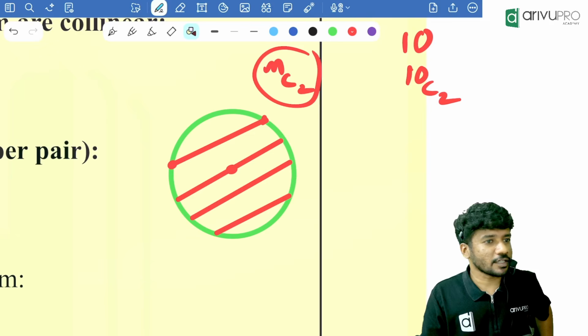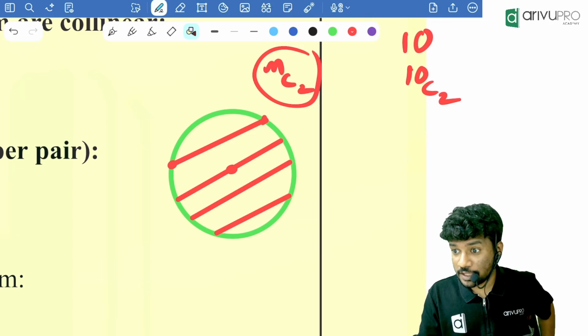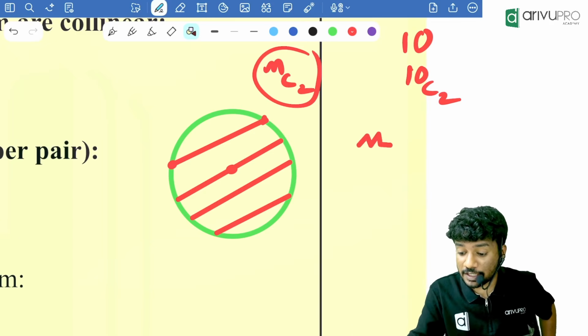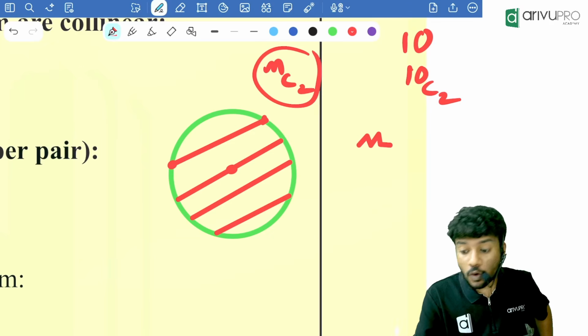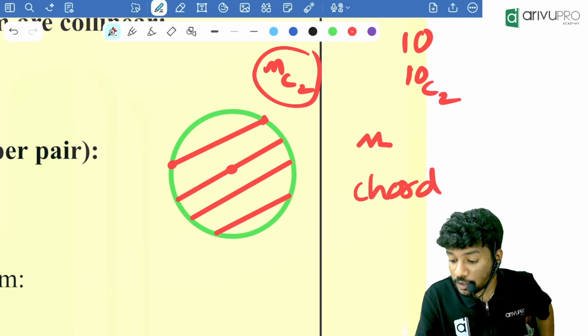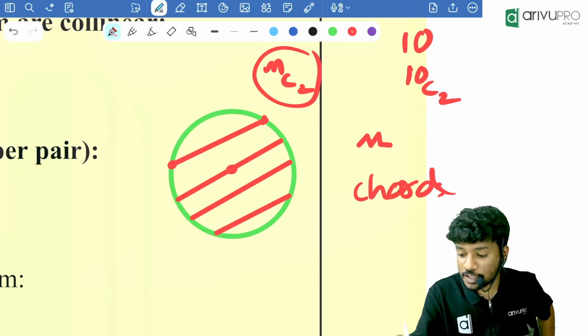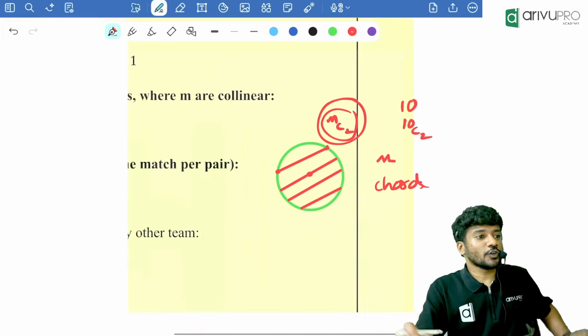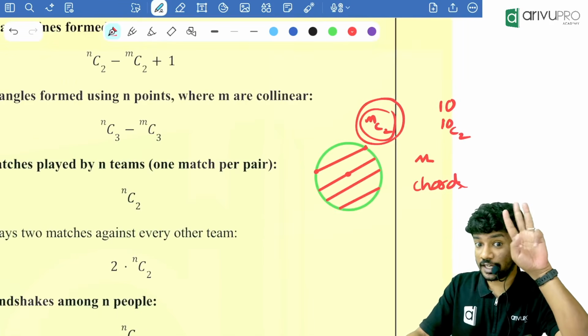Now, another question. If n points are there in a circle, how many chords can be formed? That is the question. Same thing. What is the formula? nC2. So using one formula, we can find three things.